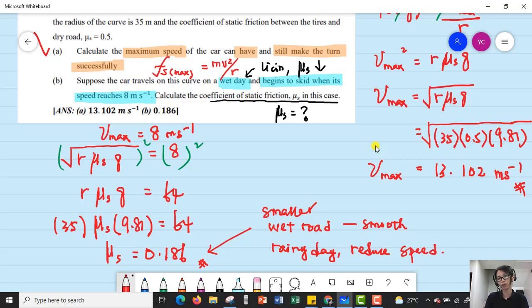When the road is dry, you find you can go a bit faster and you can still make the turn successfully. But when the road is wet, the coefficient decreases, and then your maximum speed will also decrease. Okay, so I hope you get the idea on how the car can make the turn safely. Okay, sorry.